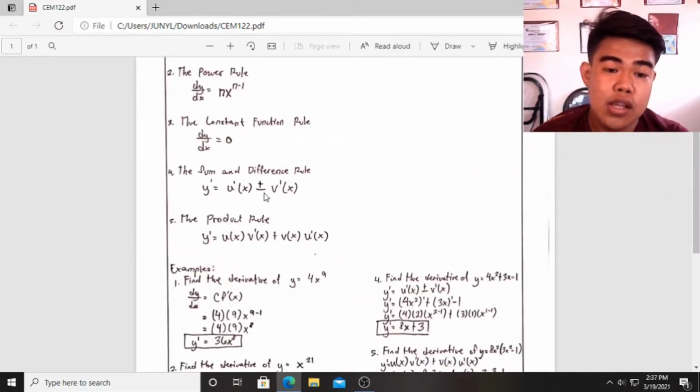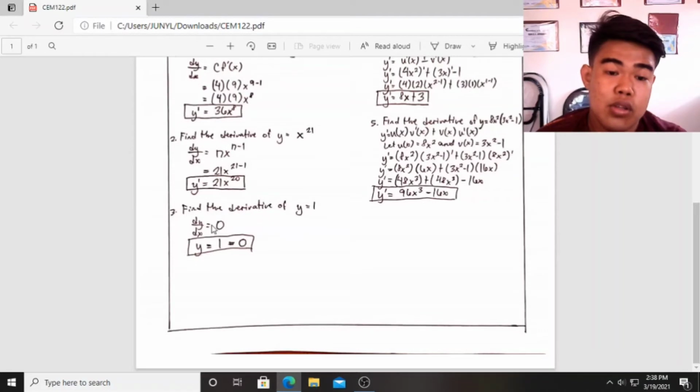So in number 3, this is the example for the constant function rule. So find the derivative of y equals 1. So the formula for the constant function rule is derivative of y over derivative of x equals 0.